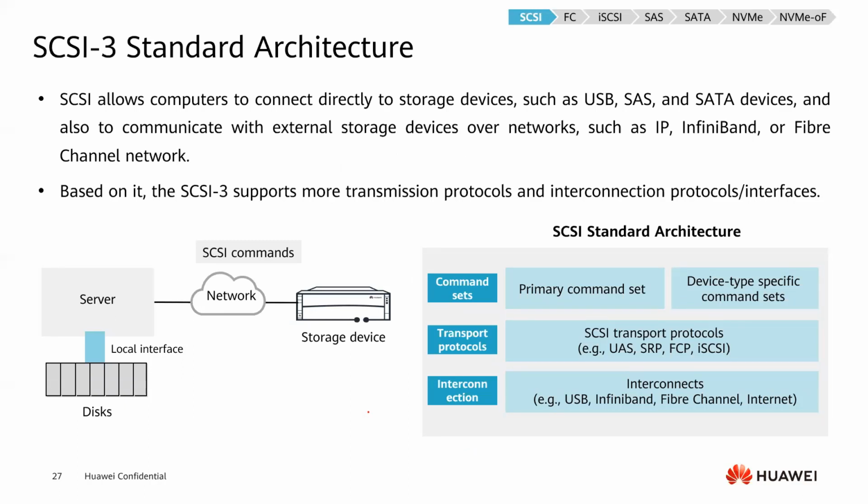This is the SCSI 3 standard architecture. It allows computers to connect directly to storage devices, such as USB, SAS, and SATA devices. They all use the SCSI 3 standard, and are able to communicate with external storage devices over a network, such as IP, InfiniBand, or Fibre Channel networks. We can say that SCSI is a very big protocol stack. It contains the command sets, the transport protocols, and the interconnections.